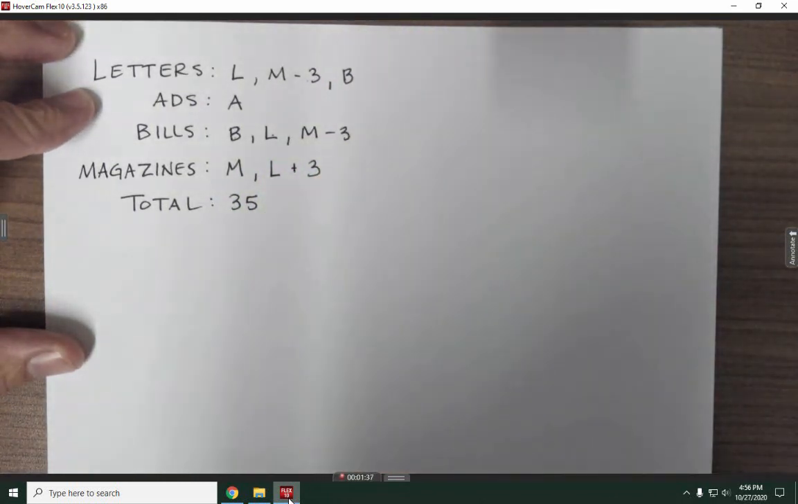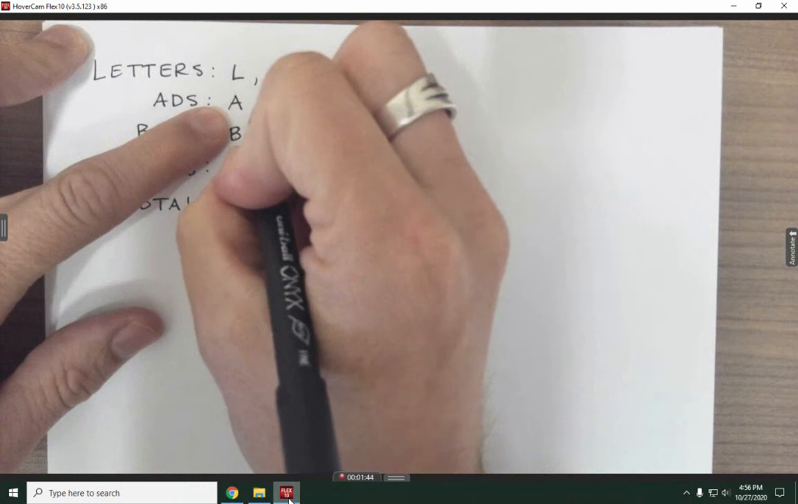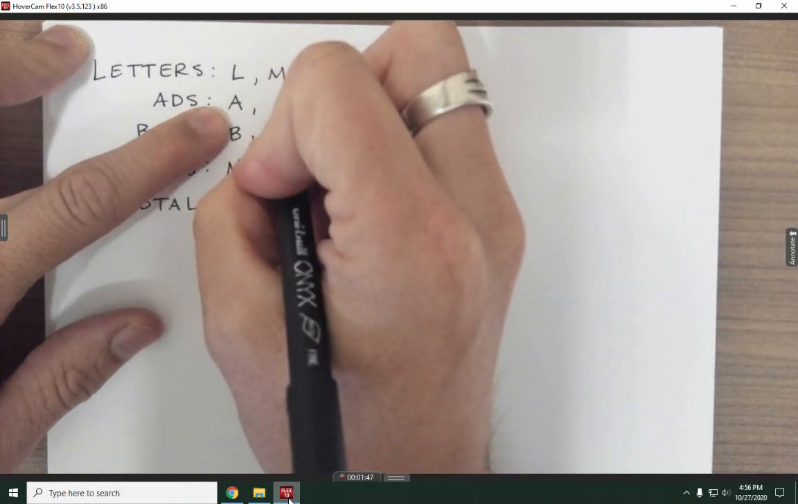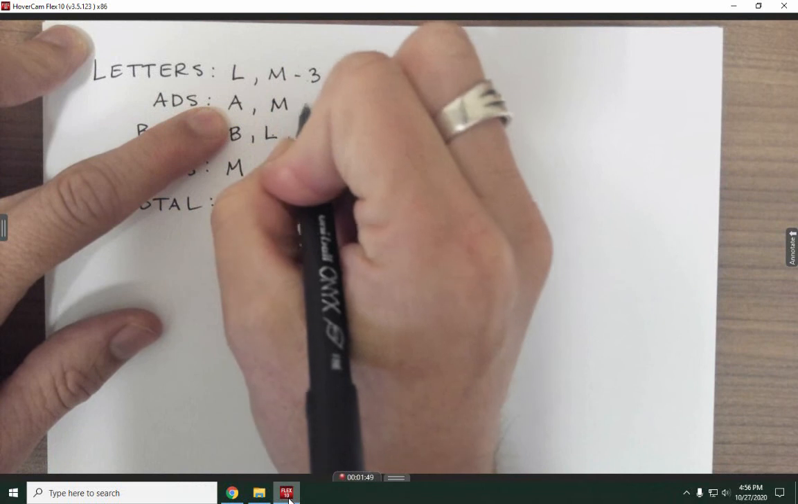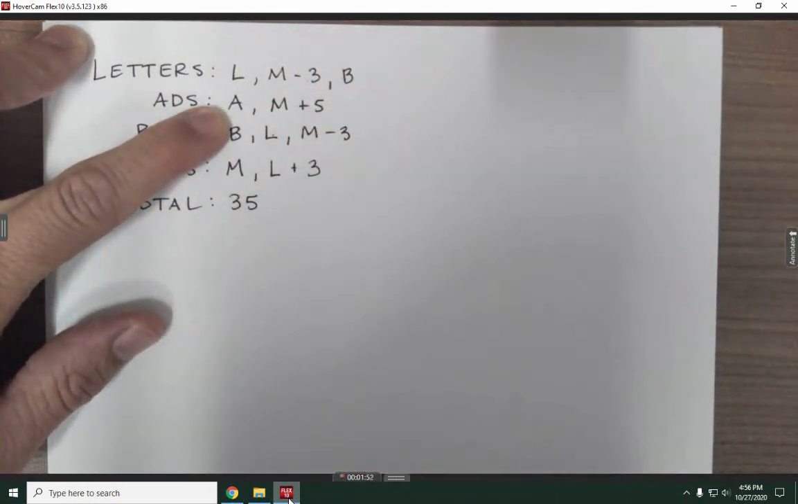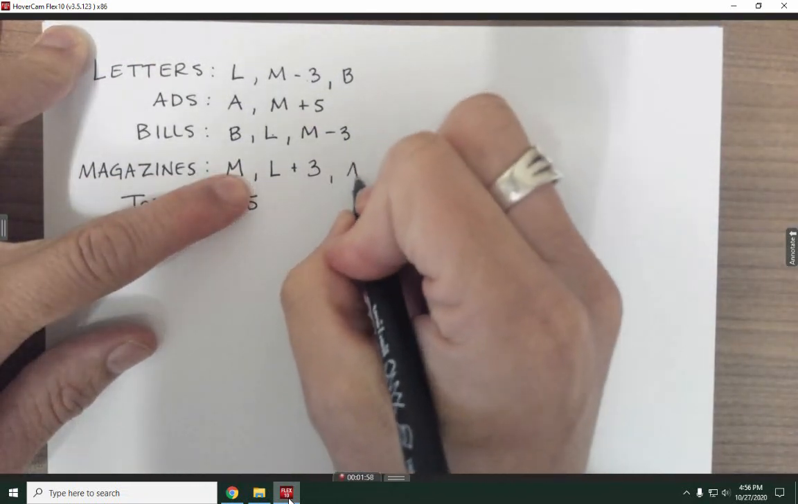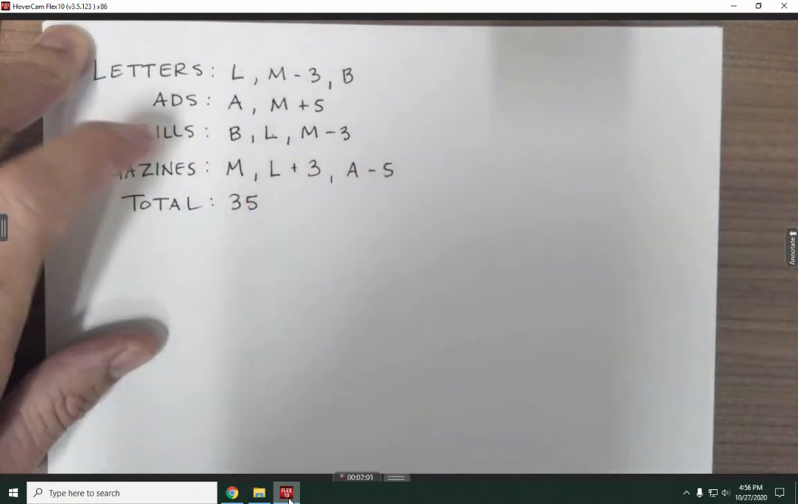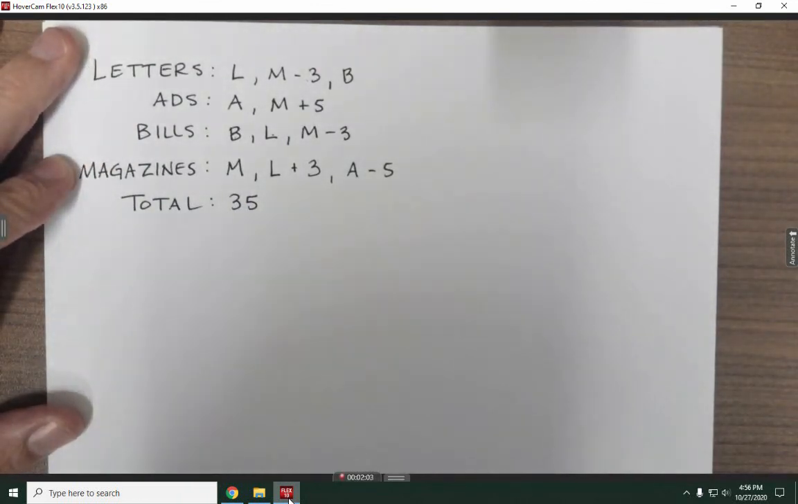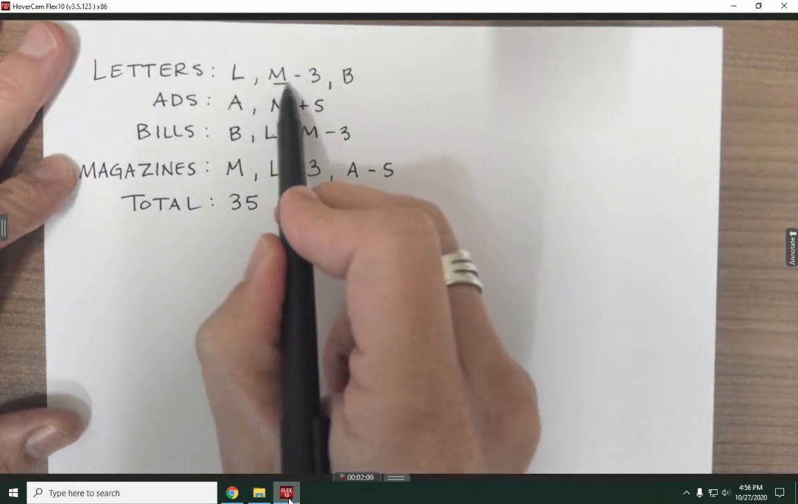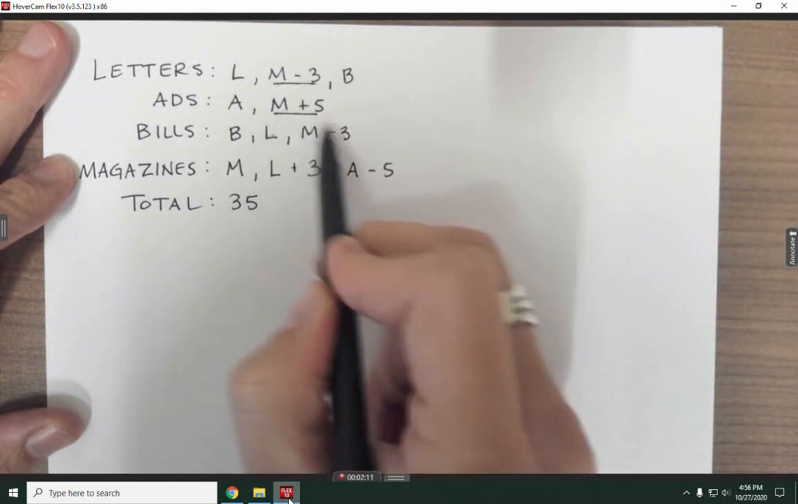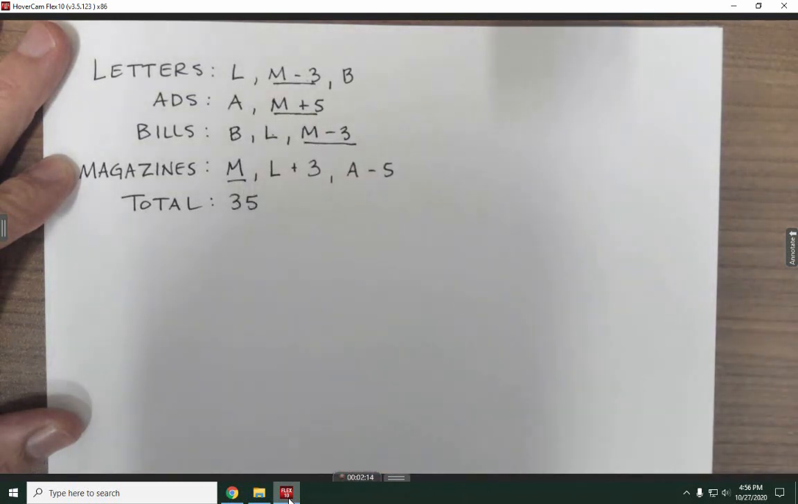Our magazines minus 3. Now, the last statement it gave us was there was 5 more ads than magazines. So if we look at our ads, we can say that this was the magazines plus 5. And once again, we could say the same thing with our magazines. We could say that this is ads minus 5. Okay. Now I'm just going to look through here and see what letter occurs on every single one. And you're going to spot it pretty quick because magazine shows up on every single one of these. So that's probably my best variable to use.